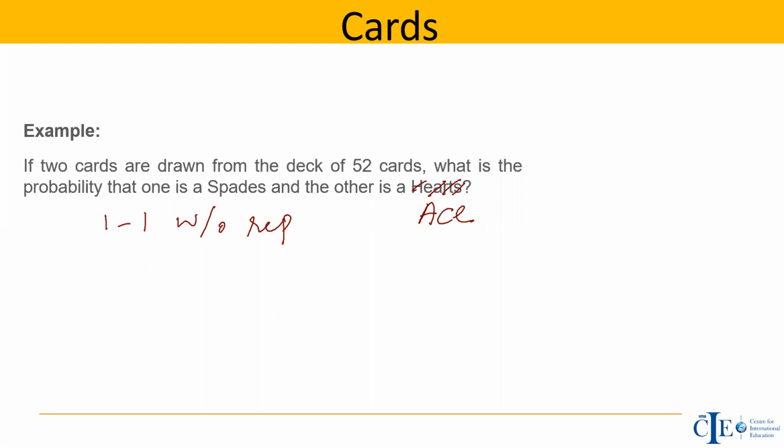All right, what is the answer with this? It can be hearts too. 12C1 into 4C1 plus... No, this is one by one without replacement, so you won't have a 52C2.